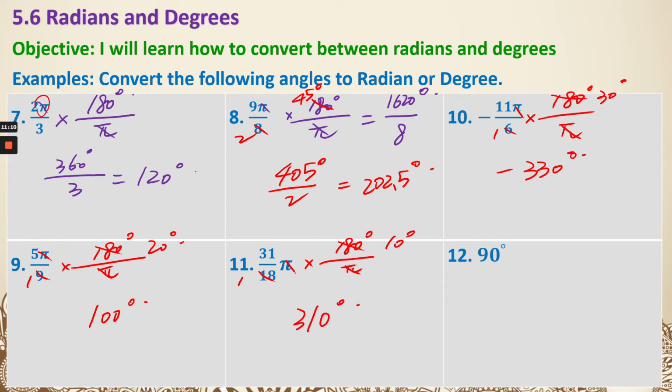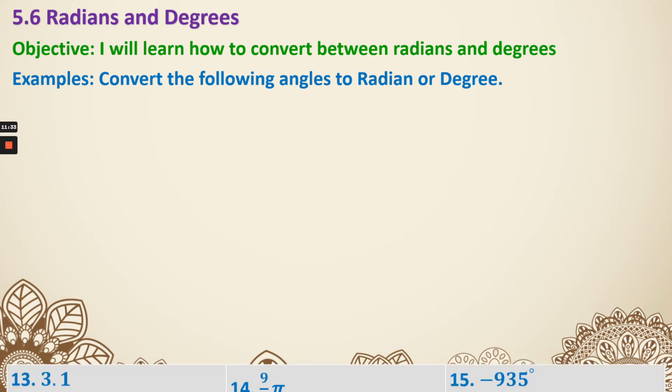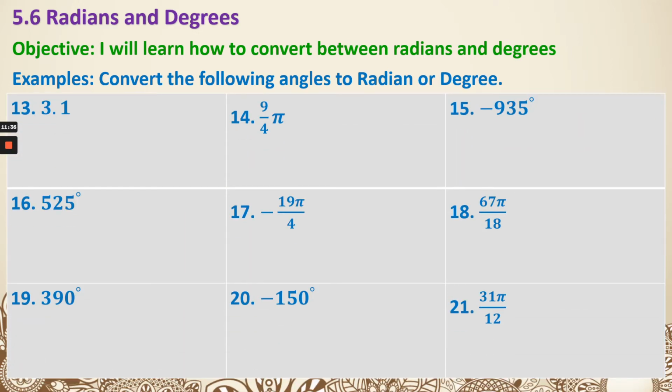Next, 90 degree symbol. That means we're not trying to keep a degree, so I need to make the degree gone. I need to cancel it. So I'm going to need to put 180 degrees on the bottom, pi on the top. Degree symbol is gone. 90 over 1, and 90 on 180 is 1 and 2. So finally, we just have pi over 2, or you can write it as 1/2 pi. That is number 12.